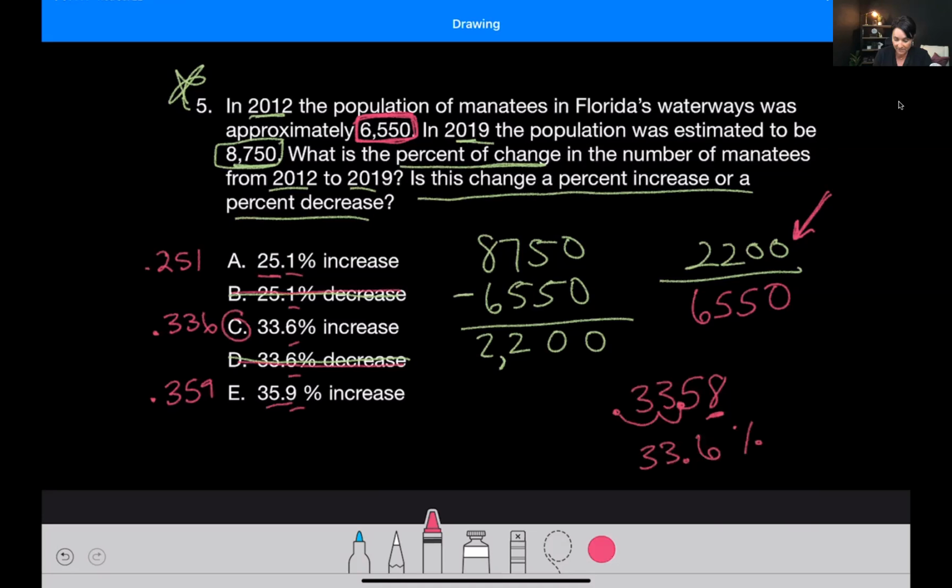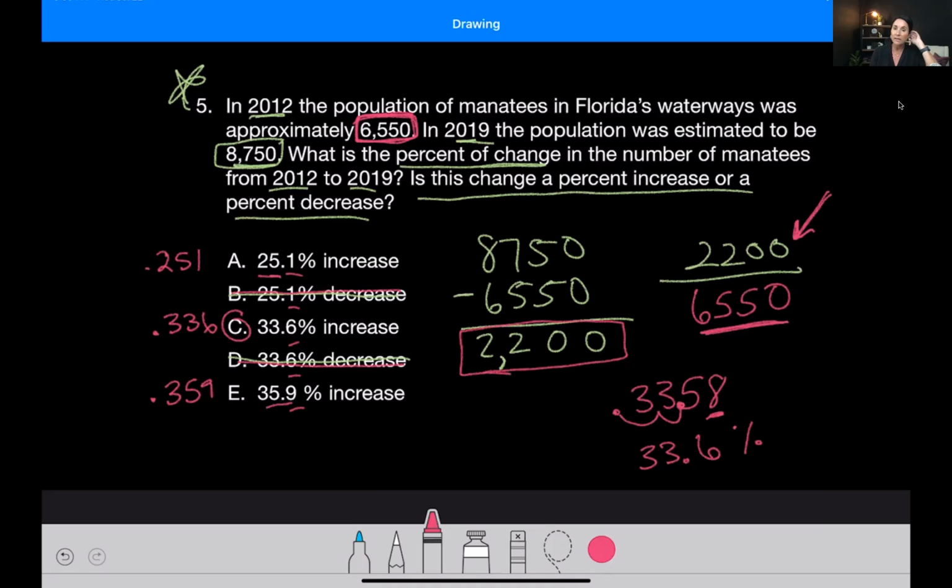When I find the difference and figure out that we increased 2,200, now I know how many more manatees I had in 2019 than I had in 2012. So then I put the new number, the added number, the 2,200, the additional, over the original, and I get 65.50, and I put it over 65.50, and when I divide, I get 2,200 divided by 65.50. And when I do, I get my percent increase is 33.6%. So that's how you do it.